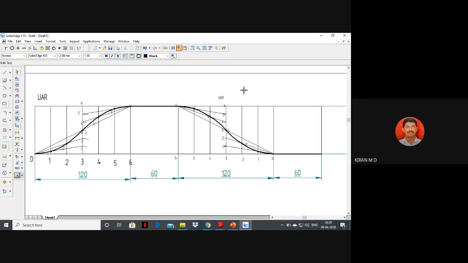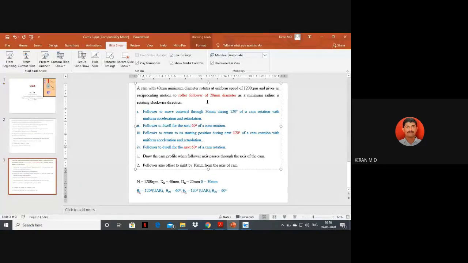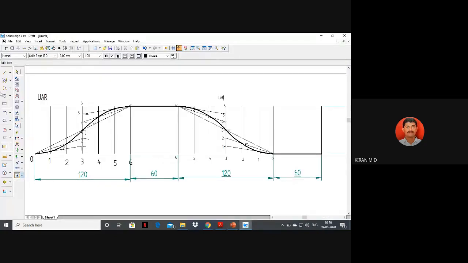Will you go to the cam profile now? Okay, so just cam profile, we have drawn this curve to measure the distance from 1 to 1 dash, 2 to 2 dash, 3 to 3 dash, 4 to 4 dash. That's it. Okay, in previously uniform velocity also we have done the same procedure. So now this time in this problem, this is the roller follower with 20 mm roller diameter. So we will use that one.